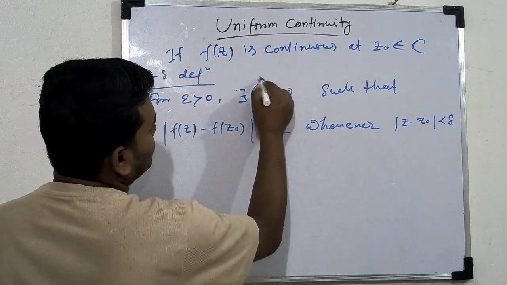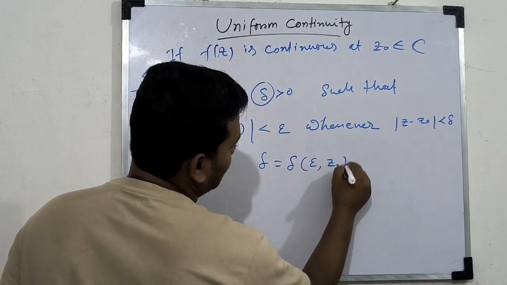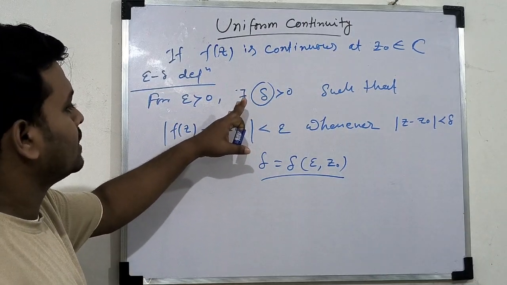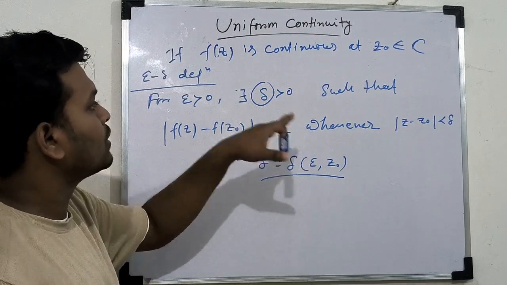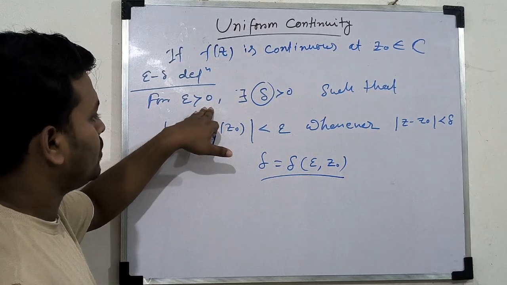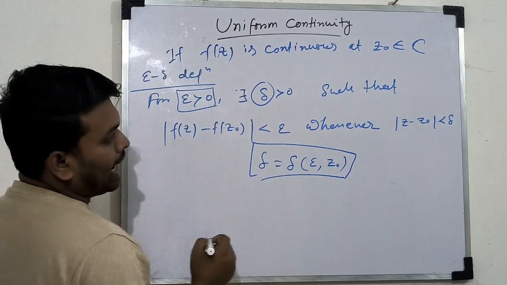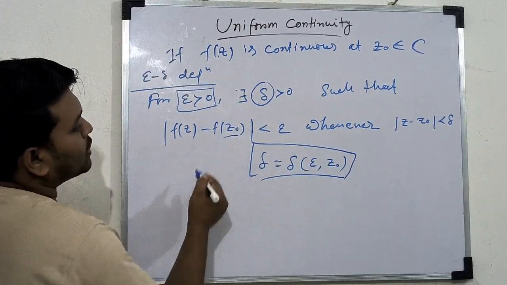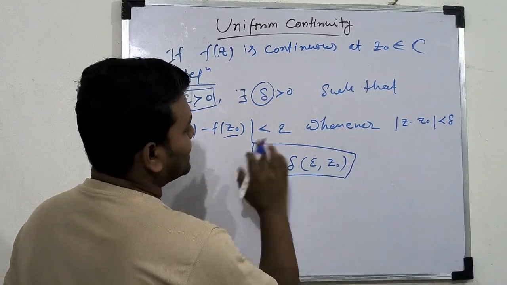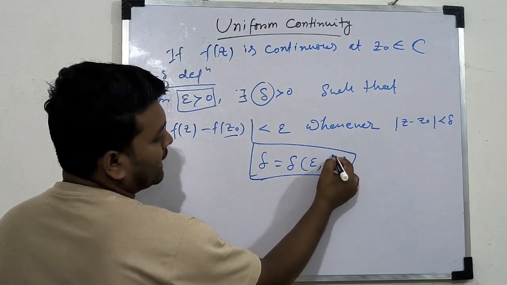So here this delta, this is a vital point, this delta depends on both this epsilon and this z0 point. So in the continuity, this delta which we have to find for a given epsilon greater than 0 is dependent on this given epsilon, and also on which point we are discussing the continuity of that function. So this delta is dependent on epsilon and z0. So this is the continuous function f at this point.